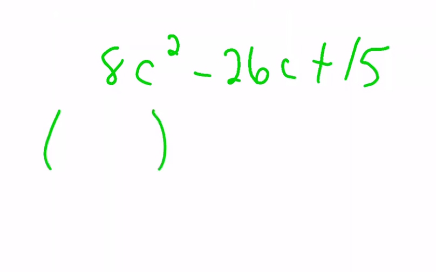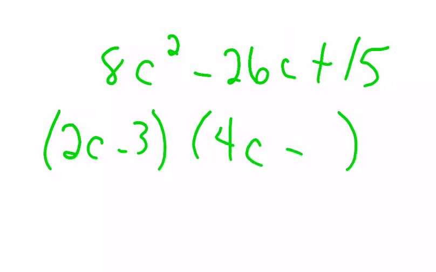So we want two binomials. So let's try 2c plus 3. Actually, it should be a minus. And 4c minus 5. Let's see if that works. So the way to check is to FOIL. So if we look at the 2c and the 4c, that gives us the 8c squared. And the 3 times 5 gives us the 15.